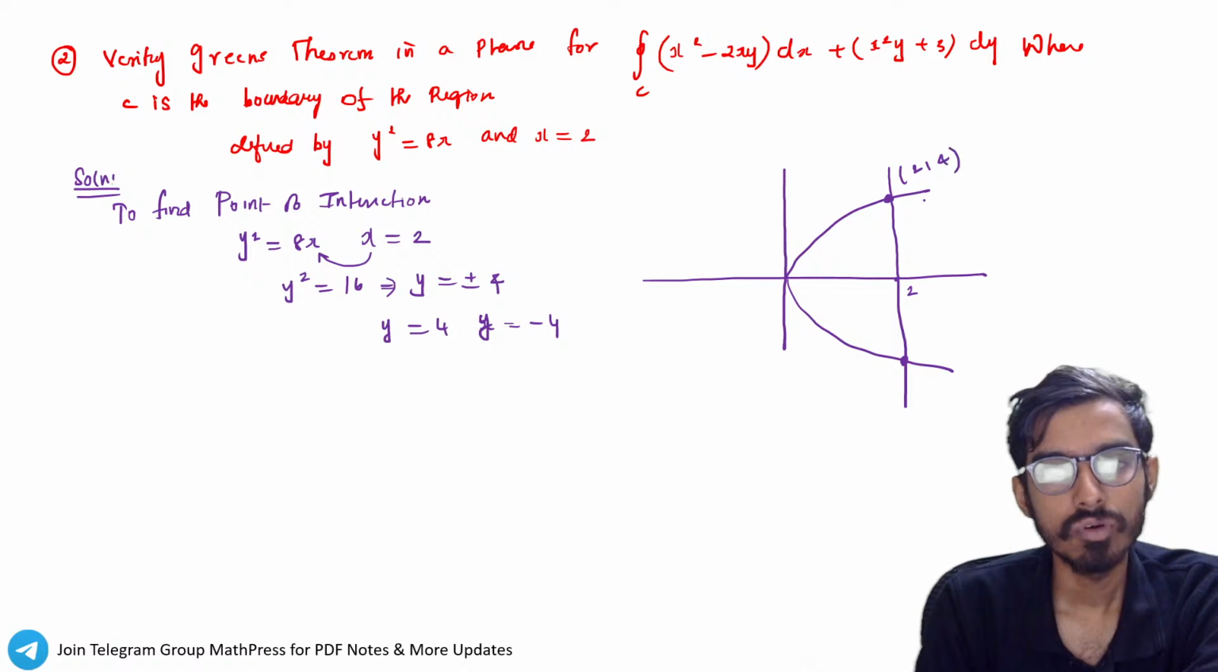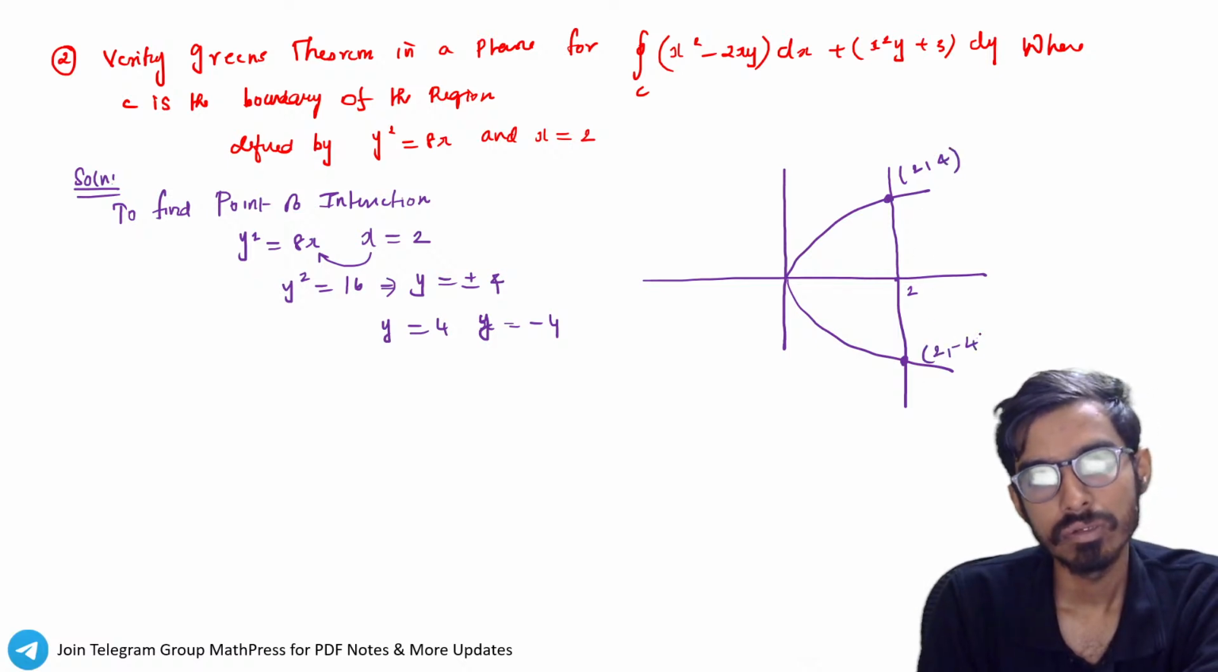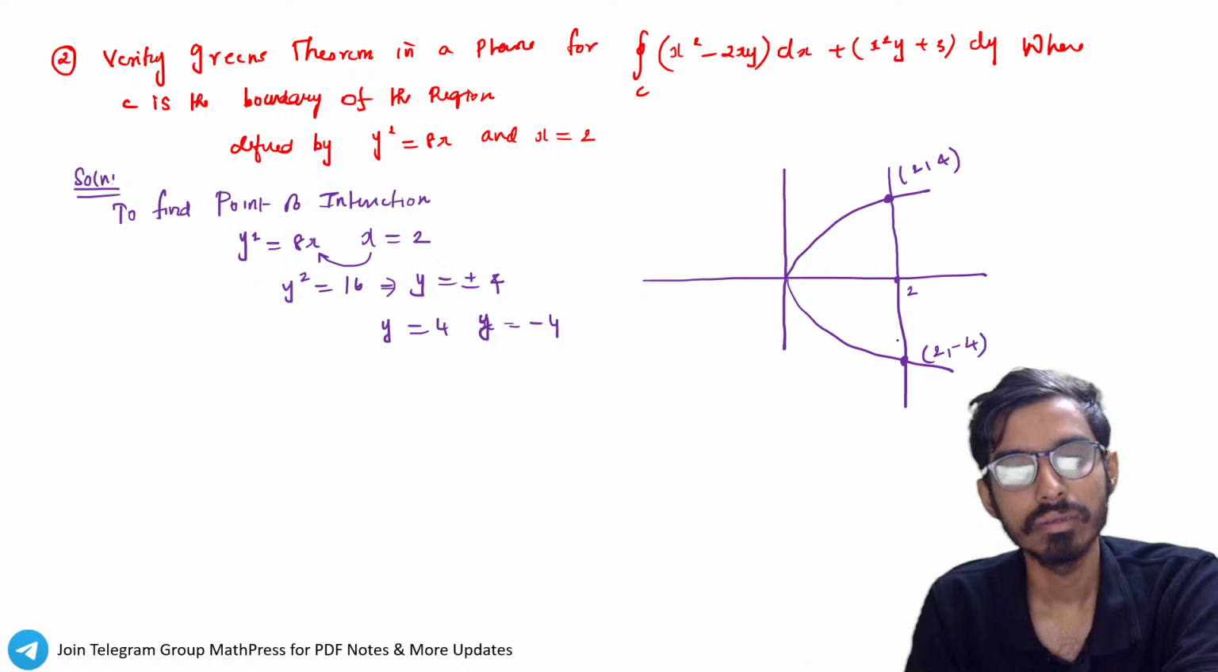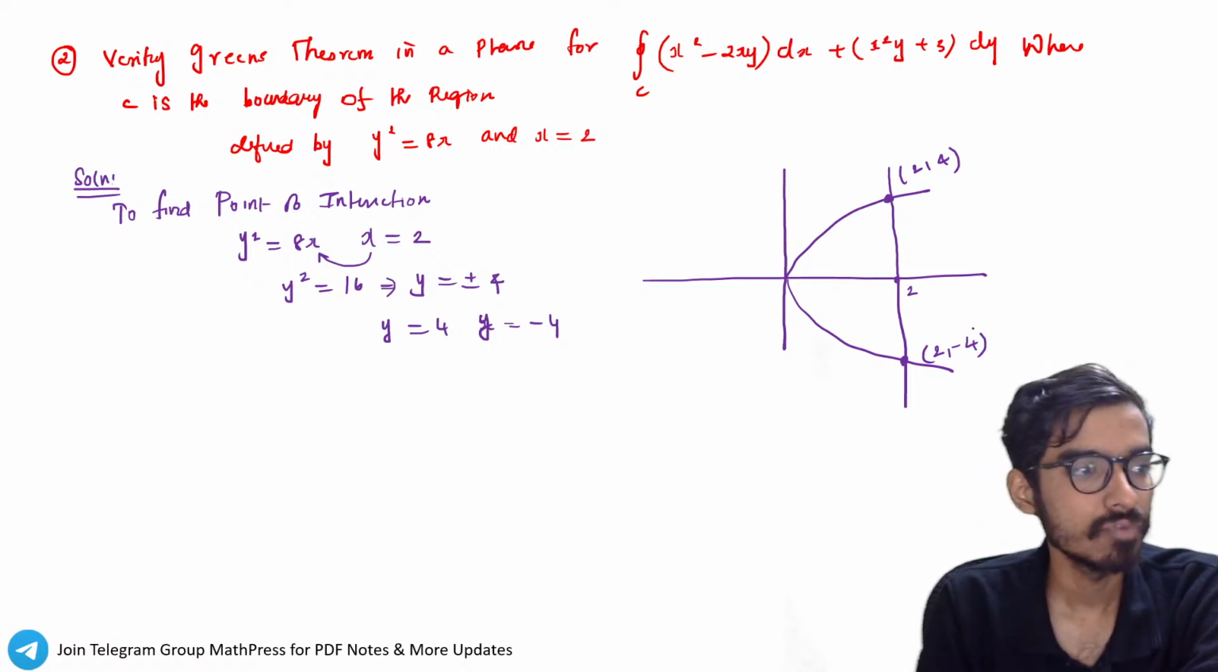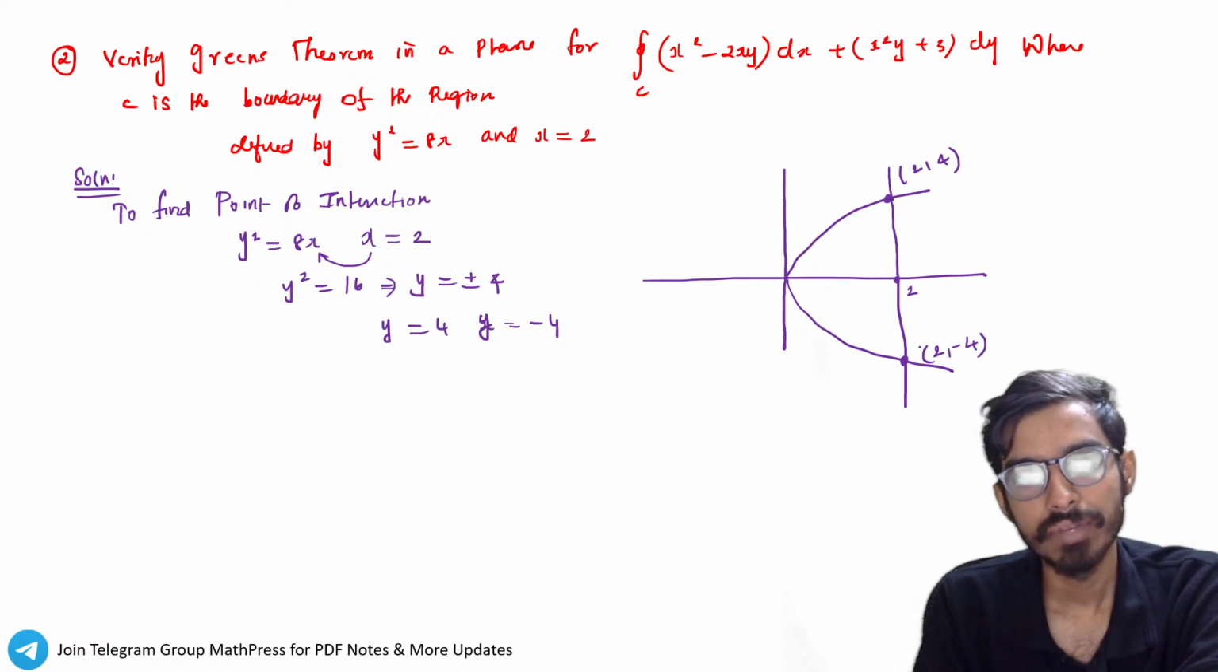Point is 2 comma 4 and this point will be 2 comma minus 4, right? Because it's a line passing through 2. So 2 comma 4 and 2 comma minus 4. Okay. This is the point of intersection. So this is the curve for C1 and call this C2, right?